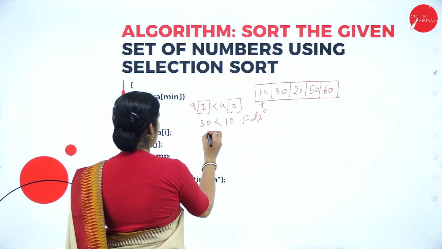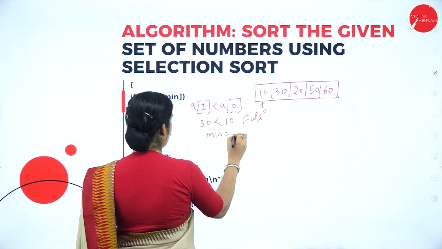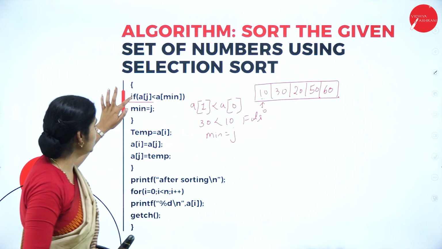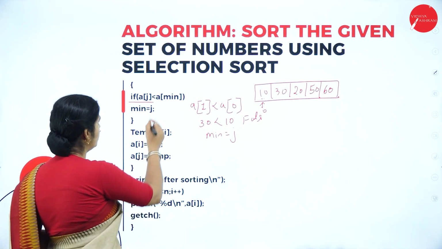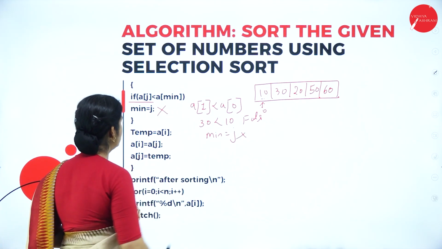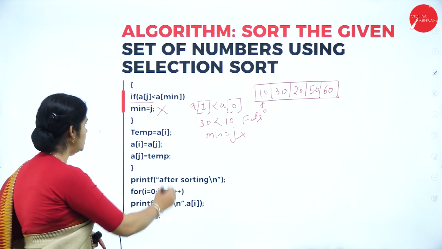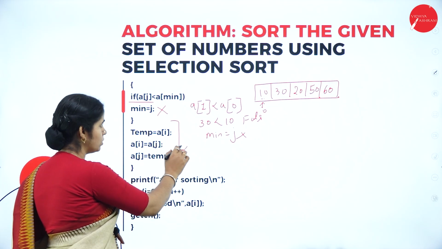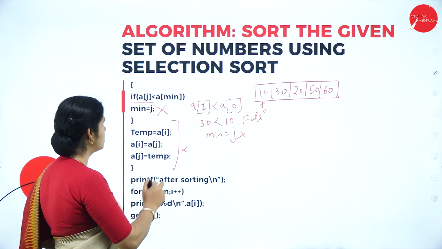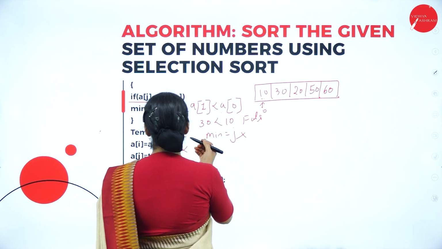If minimum is equal to j. If this condition is false, we are not executing this particular statement. Then what do we have to do? We have to keep the element as it is. We are not doing the sorting also if this condition is false. Let us see next what I have to do.